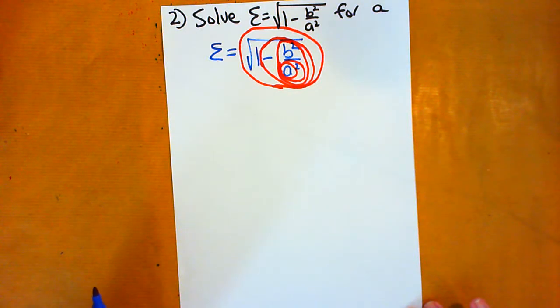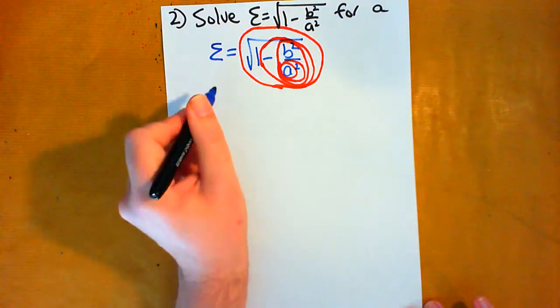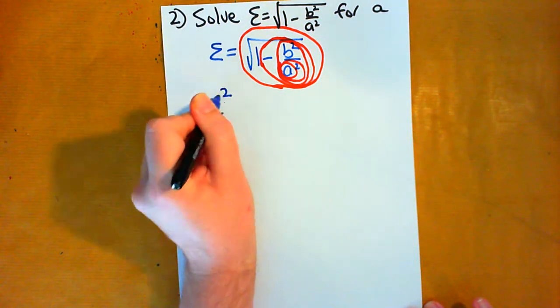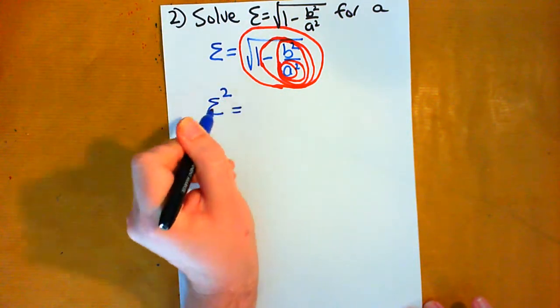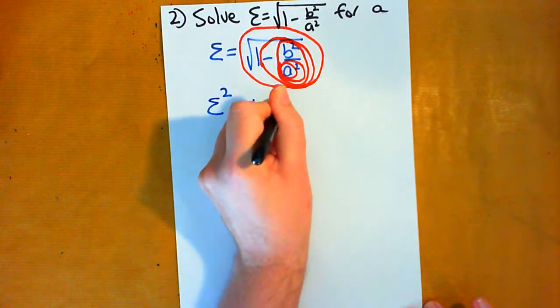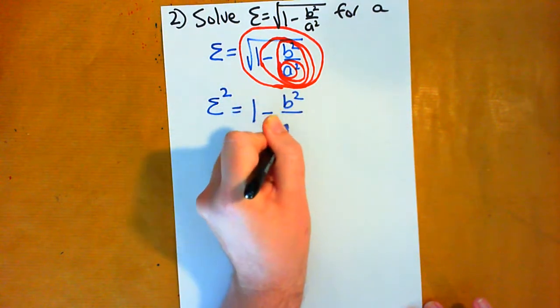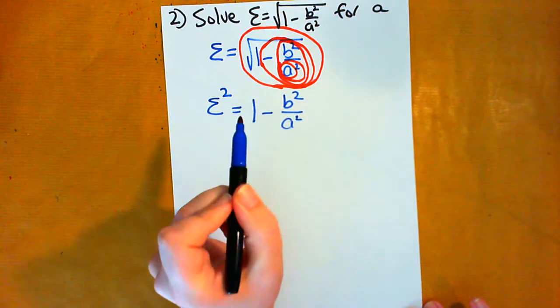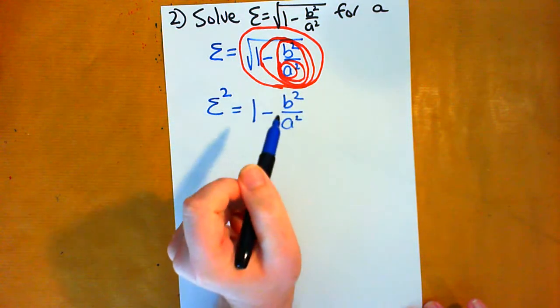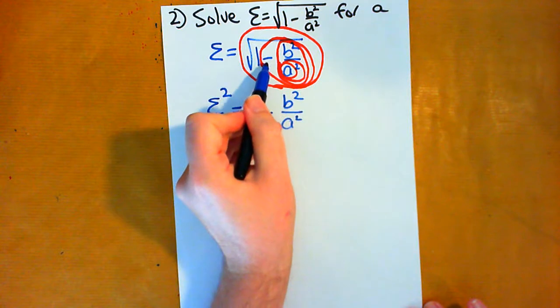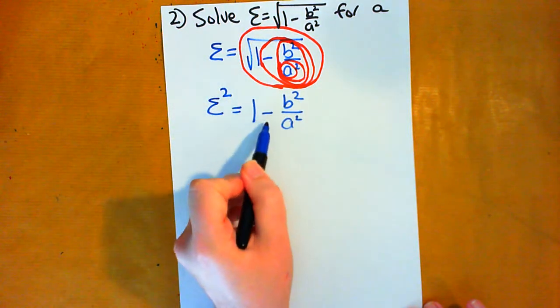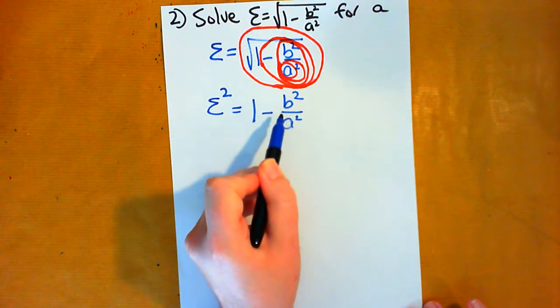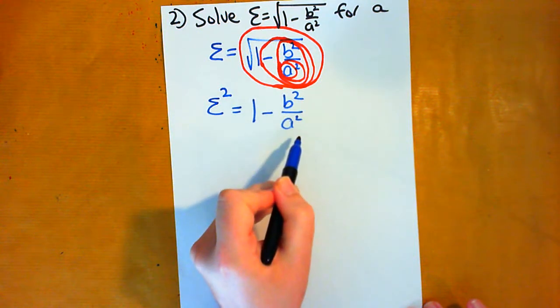The outermost layer is the square root, which we are going to get rid of by doing the opposite operation, and that's squaring both sides. So we get epsilon squared, because we're squaring both sides, is 1 minus b squared over a squared. The next innermost layer would be this minus sign. So we need to get rid of the minus sign in front of the b squared over a squared.